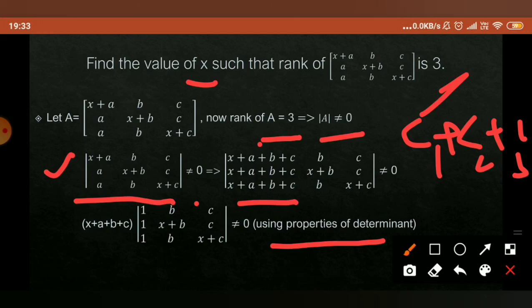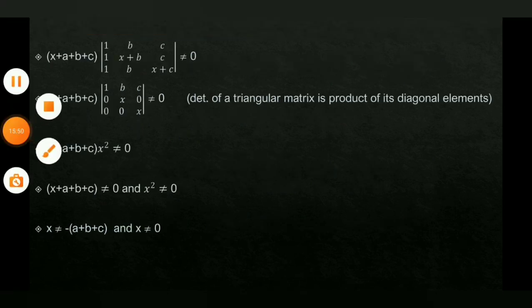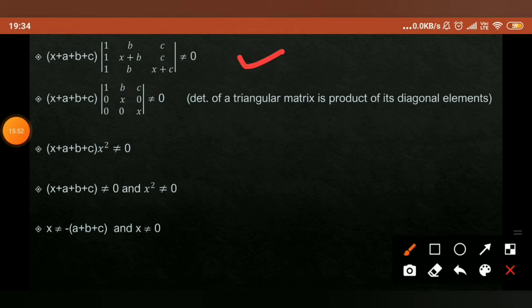So what does that give? The first column has the same entries, so you can take that common. In the next step we take x plus a plus b plus c common, and we are left with 1 1 1 in the first column. After you get 1 1 1 in the first column, you keep the first row as it is and subtract it from the second and third rows to get 2 zeros there, so that the expansion of the determinant becomes very easy.